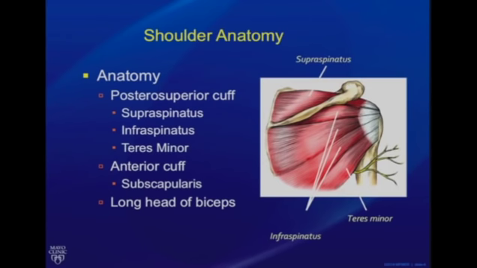Here's the illustration of anatomy from posteriorly. This is the scapular spine, and above that you have the supraspinatus muscle. Inferior to that you have the infraspinatus muscle, and they all move laterally to form the rotator cuff.